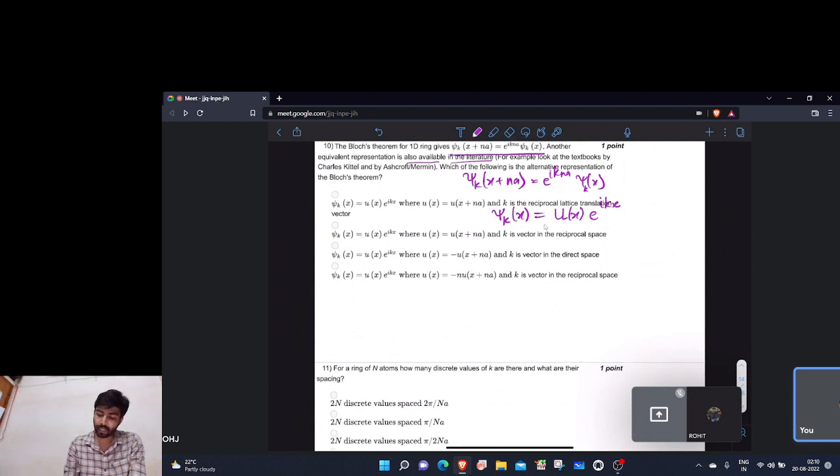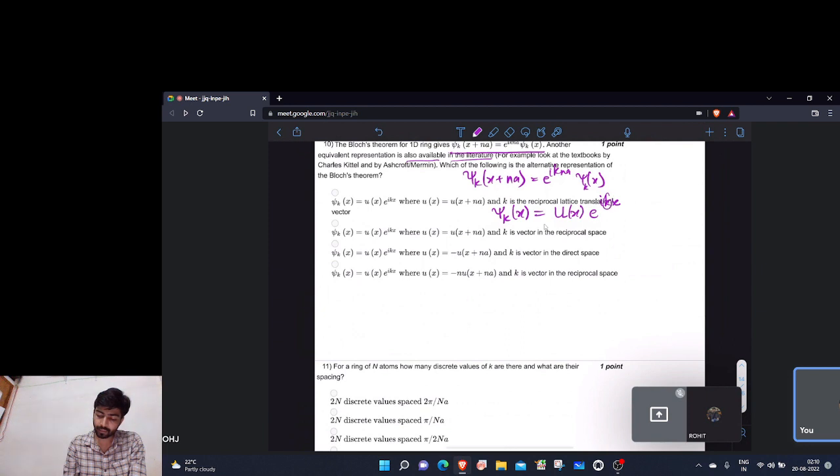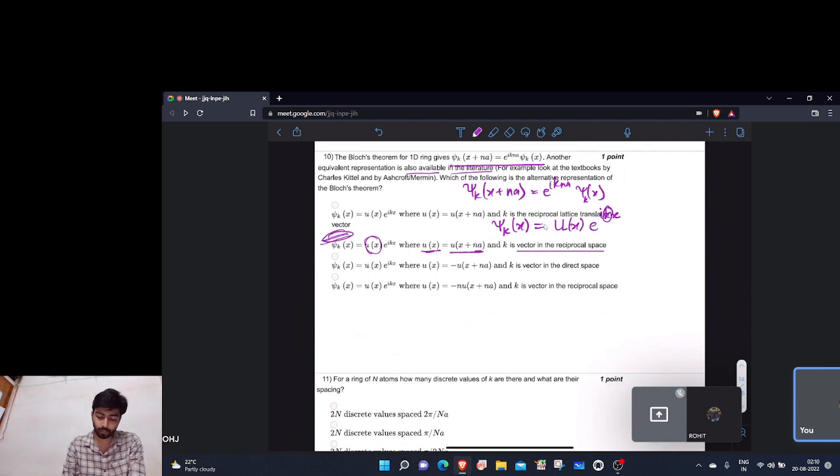Fine. And this k here is actually a vector in reciprocal space. So the correct option here would be option number 2. Psi kx is a periodic function ux. Ux is equal to u at position x is equal to u at position x plus na, and k is a vector in the reciprocal space. So the correct option would be option number 2 for the Bloch theorem.